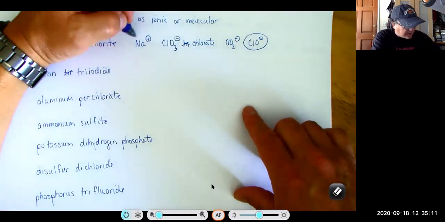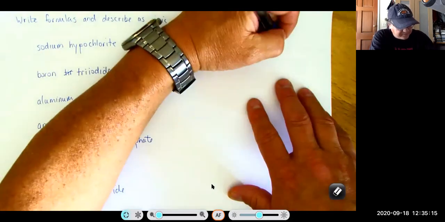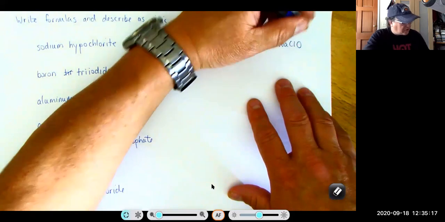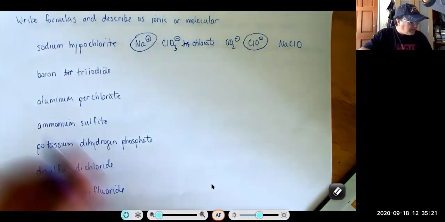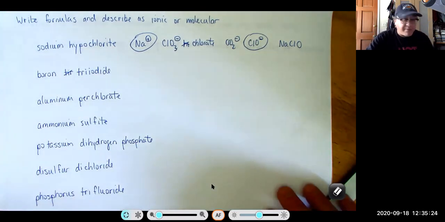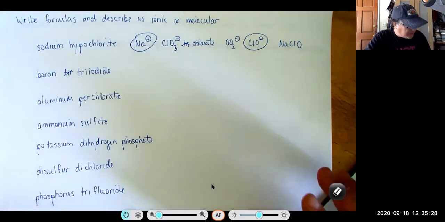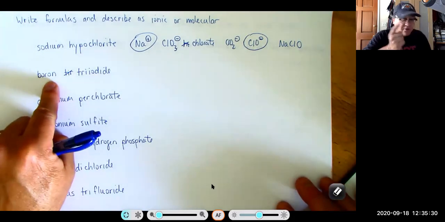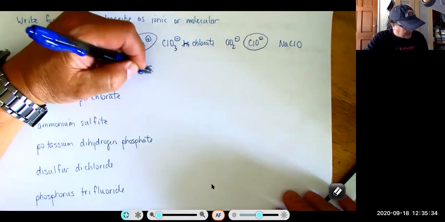That's the formula of the cation. I want one of each. So there's the formula of sodium hypochlorite. How about boron triiodide? Well, that one's easy. When I see that prefix, I know this is supposed to be a molecular compound. Here, if I don't see a prefix, I know there's one. Boron triiodide.